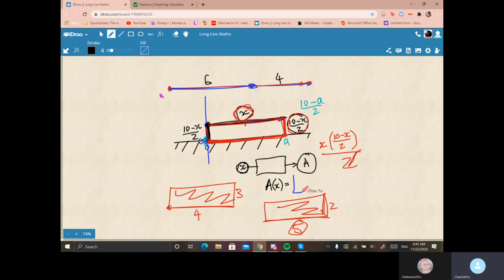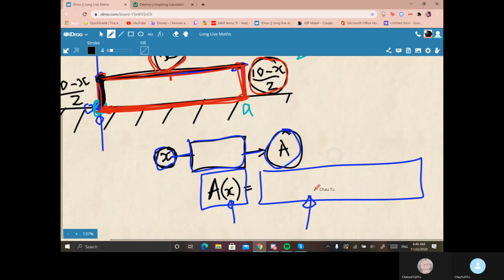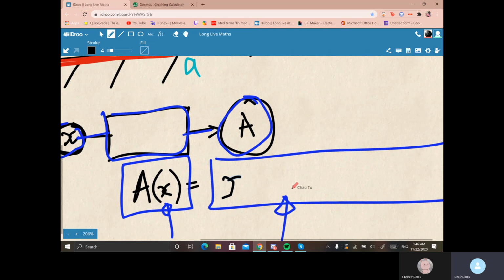So what goes in here, Chelsea? What goes in that blue box? In that blue box, I'm asking you the area as a function of x, meaning you've got a machine here, you put x into the machine, it should spit out an area. So what do I put in that box? Okay. So let's use brackets.